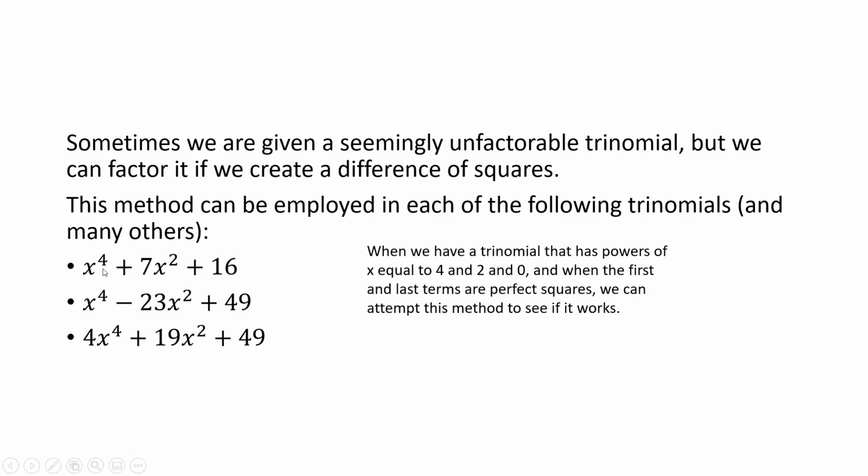So for instance, look at this first trinomial. The exponents on x are 4 and 2 and 0. The second one, the exponents on x are 4 and 2 and 0. And the third one, the exponents on x are 4 and 2 and 0. Also, the first and last terms are perfect squares. So in the first one, x to the 4 is x squared quantity squared, and 16 is 4 squared. In the second one, x to the 4 is x squared quantity squared, and the constant term is 49, which is 7 squared. And finally, in the third trinomial, the first term is 4x to the 4, which is 2x squared quantity squared, and the last term, again, is 49, which is 7 squared.